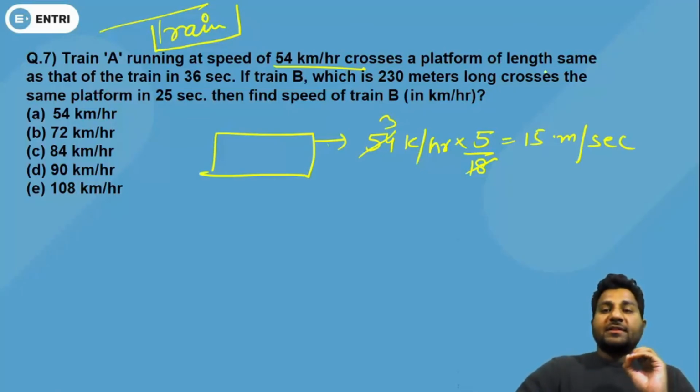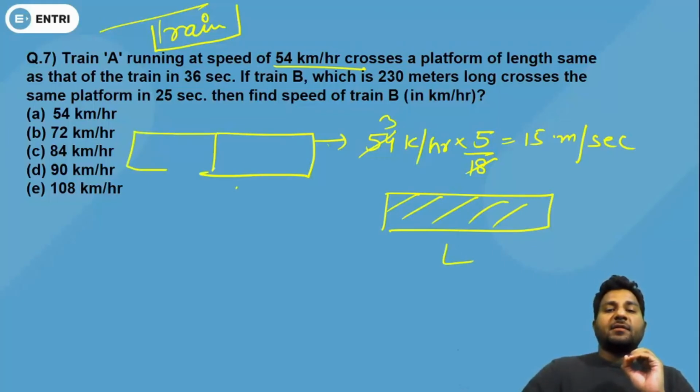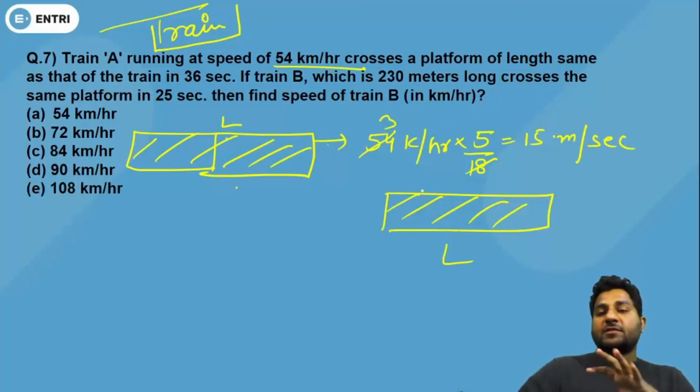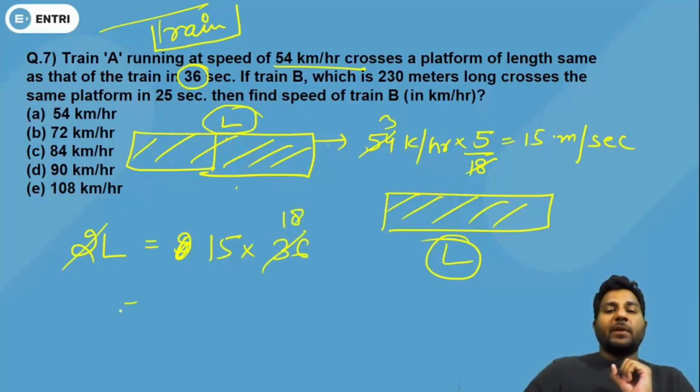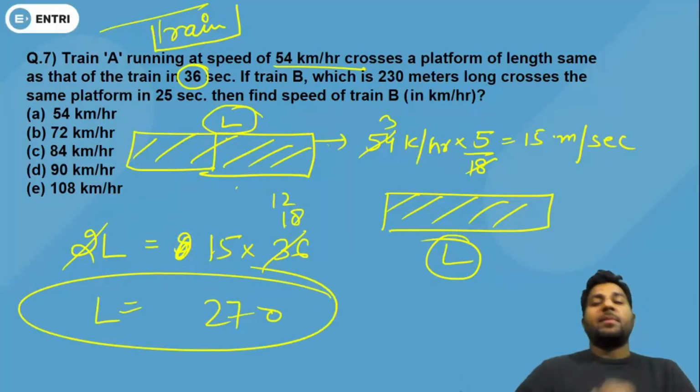Okay, crosses a platform. The platform's length was L, same as the length of the train. So if a train is crossing a platform, the total length will be twice L. Twice L is equal to distance, which is speed into time, and the speed will be 15 meter per second and it crosses in 36 seconds. So we will multiply: 15 8s are 120, 15 1s are 15, and 27. So the length of the platform will arrive as 270.